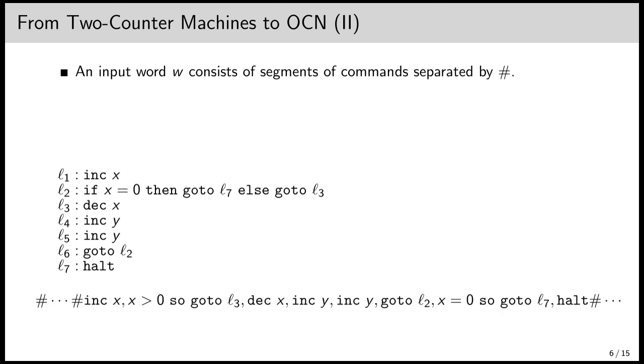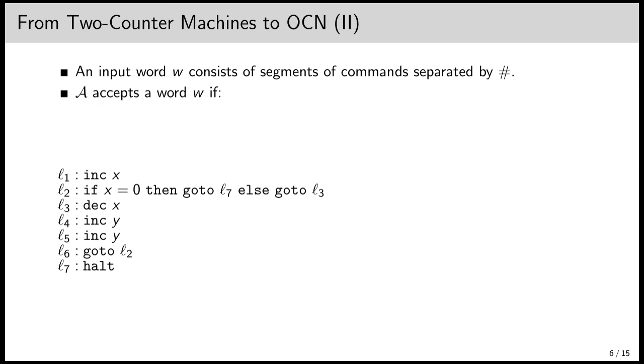For example, the legal run of the program here can be written as the segment increase x is greater than 0 so go to L3, decrease x, increase y, go to L2, x is 0 so go to L7, halt. But of course there can be other segments that don't represent the run or represent prefixes of it. The idea now is that A accepts a word if it satisfies any of the following conditions.